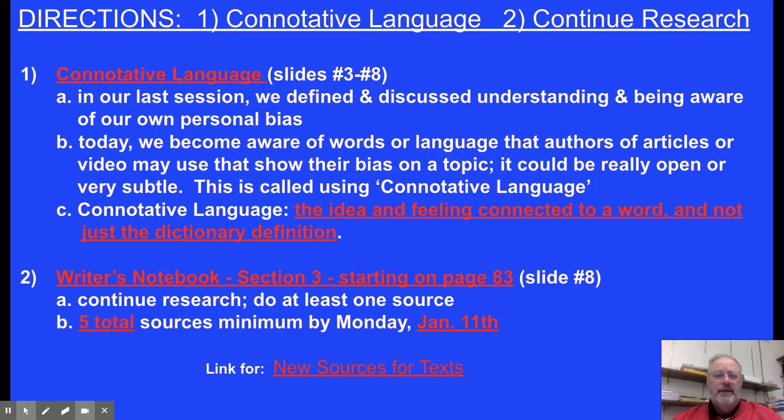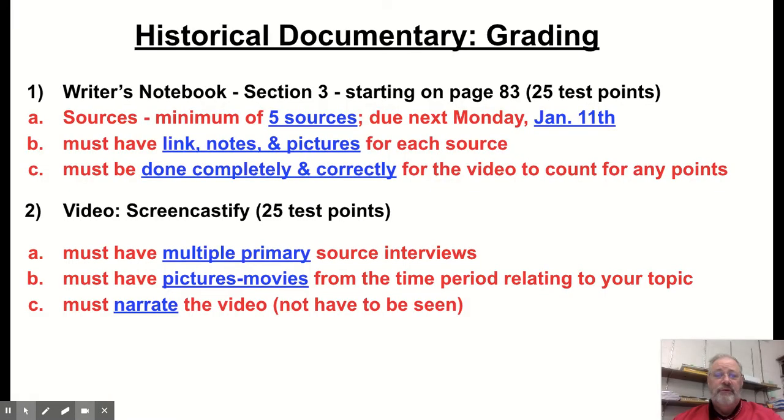Our directions are here. We're going to talk a little bit about something called connotative language today, and then you're going to get most of the period to do your research. And we are on our fourth day of research. We want to do one source each day, so we have a total of 5 by the end of the week. And on Monday, we already start talking about how we're going to present the information that we found.